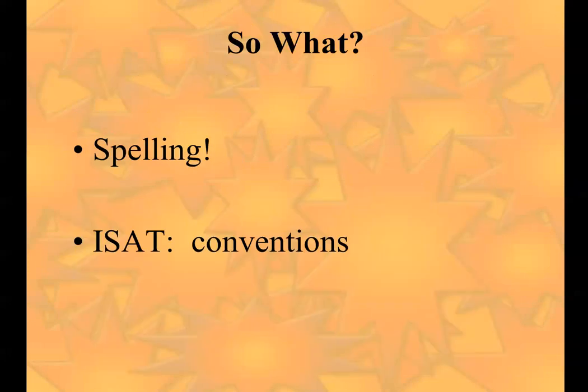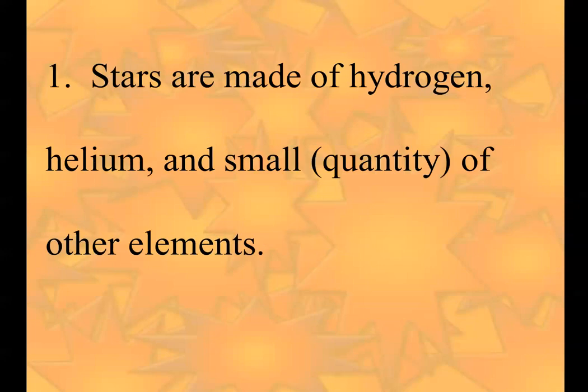So what? Why do you need to know this stuff? Well, one main reason is that on the ISAT or MAP testing, these concepts will be on there, but also in everyday language, just to form the correct spelling of the words when you're referencing one or more people, places, things, or ideas. Let's take a look at some sentences. In this sentence, it says stars are made of hydrogen, helium, and small quantities of other elements. To make quantity plural, you drop the y and add ies.